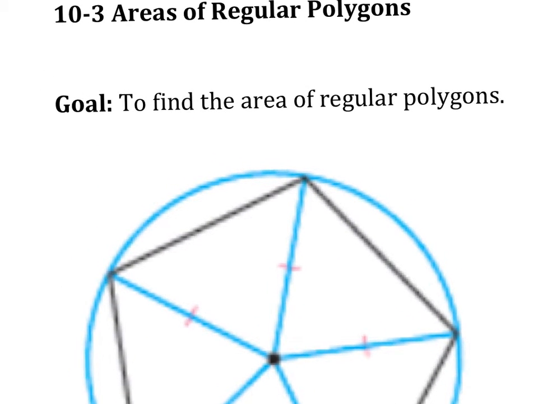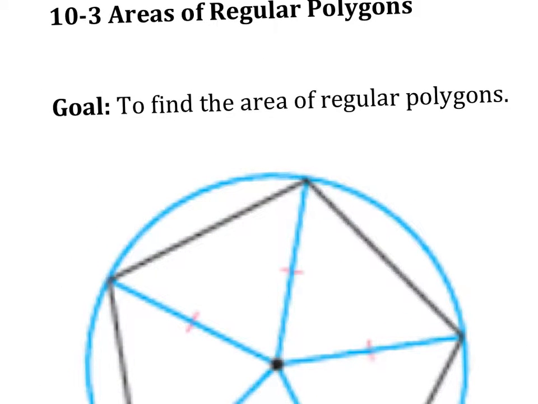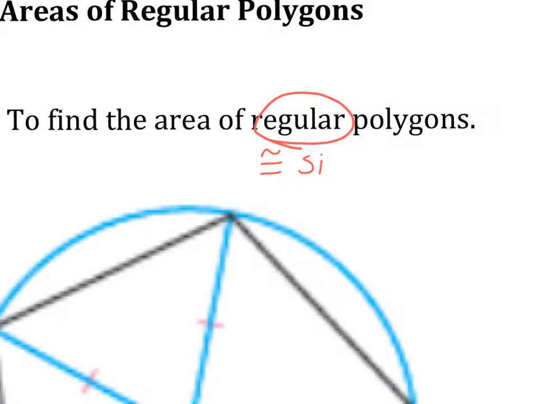So yesterday and the day before we spent time finding the area of basic shapes: triangles, kites, etc. Now we're going to find the area of regular polygons. Real quick, define regular polygon. So congruent sides and congruent angles. So a stop sign, the pentagon, etc.